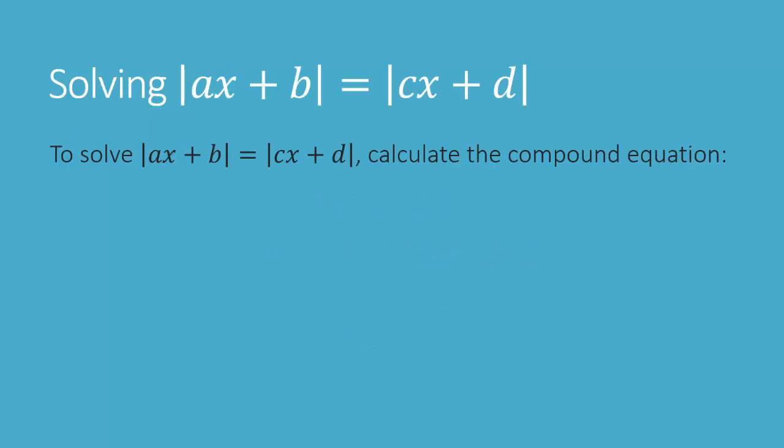Now we're going to take things and make it a little bit more complicated. Suppose we have one absolute value and we set it equal to another absolute value. Well, how do we solve for that?